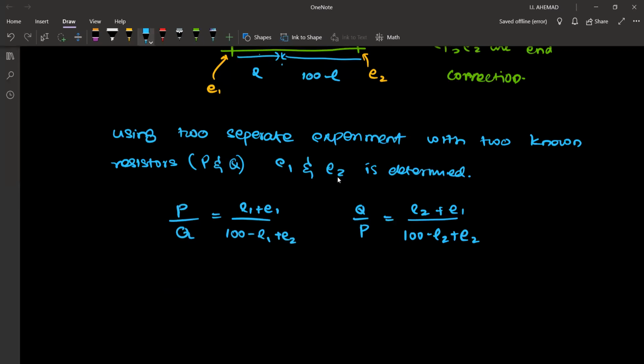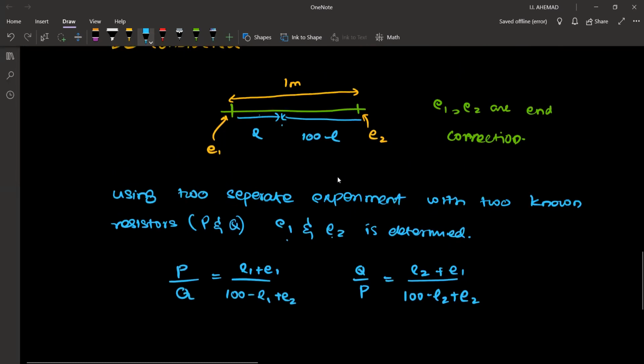We have already mentioned it. Is it clear what I mentioned here? We have to find what E1 and E2 are. For that, we have to do two separate experiments. So we use two known resistors, P and Q. First, I put P in place of R1 and Q in place of R2. Then get the balance length. The reading is L1. So if this is L1, this will become 100 minus L1. Then the actual length will be L1 plus E1. Here this length will be 100 minus L1 plus E2. So that is the first equation. For the second equation, we interchange the resistors. So now it is Q over P, that is equal to L2, the new balance length, plus E1, over 100 minus L2 plus E2. Now we have two equations.